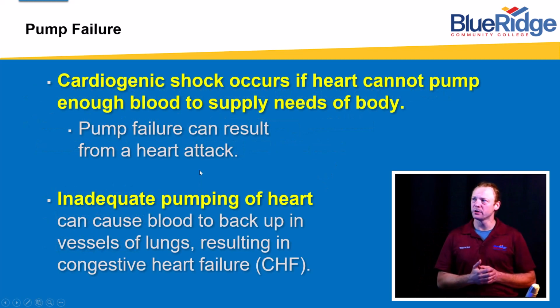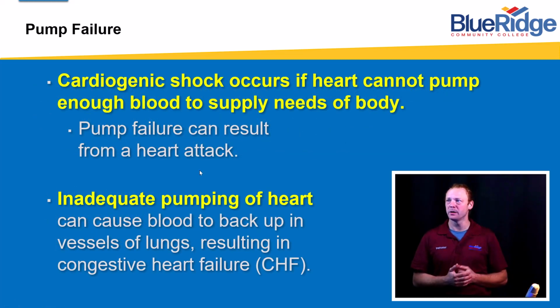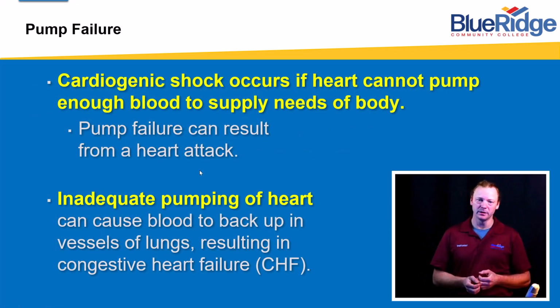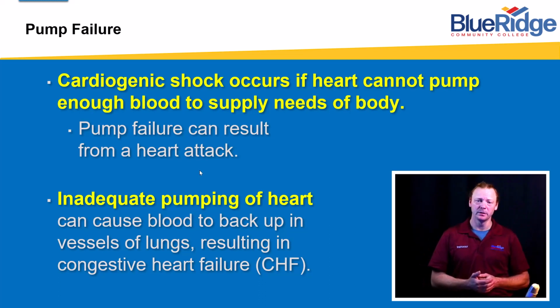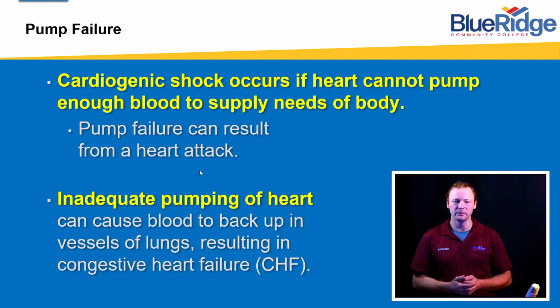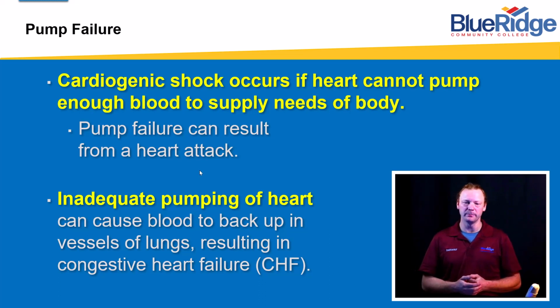And there are also other causes as well. So cardiogenic shock occurs when the heart cannot pump enough blood to supply the body's needs. The pump failure can result from a heart attack. Inadequate pumping of the heart can cause blood to back up in the vessels in the lungs, resulting in congestive heart failure. We also have two different types of heart failure: left-sided and right-sided heart failure, which have different manifestations as well.